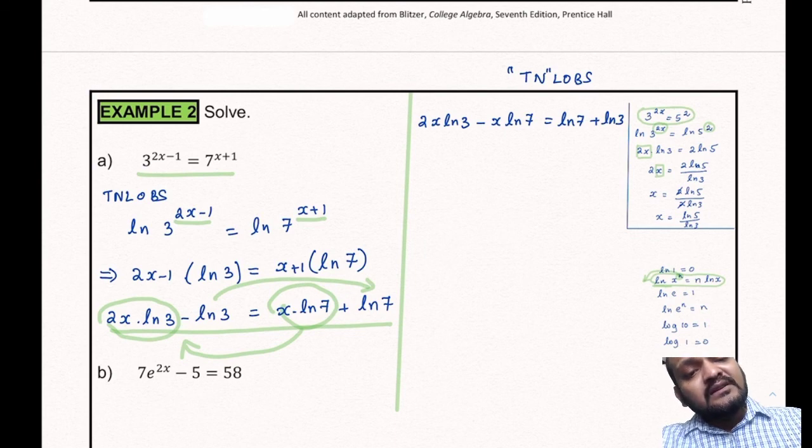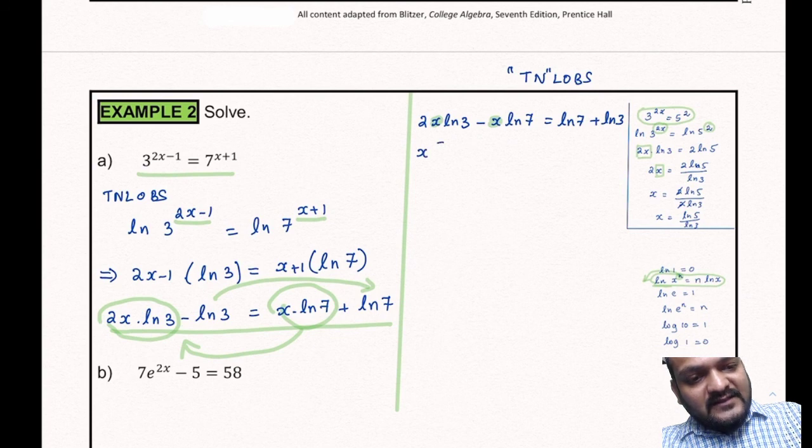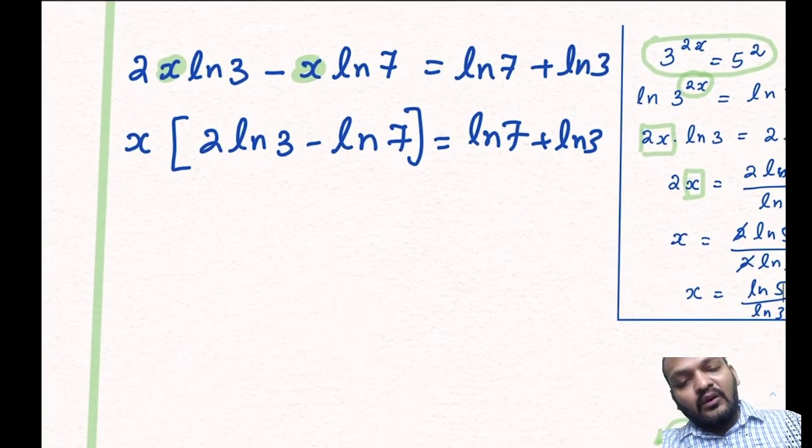All right. So now again I am going to factor the x, and I'm going to keep everything else. If I factor the x, I have x right here and I have x right there. And if I take the x out, the very first term I will be left with 2 times the ln of 3. The second term I will be left with ln of 7, and that equals ln of 7 plus ln of 3, right? Now my goal is to isolate x, remember.